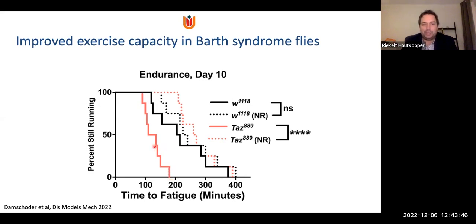But if you then supplement these flies with nicotinamide riboside, the NAD precursor, all of a sudden the flies with Barth syndrome have a similar exercise capacity as the wild type flies on nicotinamide riboside. We do see that in the wild type it also improves a little bit, but the improvement in the flies with Barth syndrome is really spectacular.